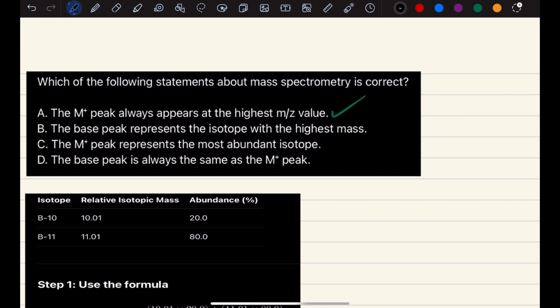B. The base peak represents the isotope with the highest mass. That describes your M+ peak, doesn't it? So you look to the far right, the highest mass to charge ratio, the highest mass, that's the M+ peak, not the base peak. C would be describing your base peak. The most abundant isotope is going to be your base peak, the tallest one. D says the base peak is always the same as the M+ peak. Although they can be the same, it's not always, which is why D is wrong.